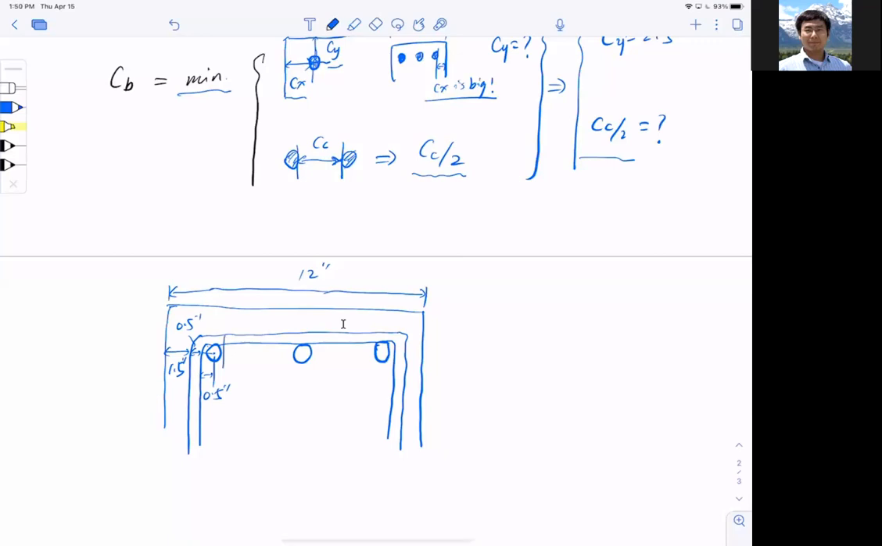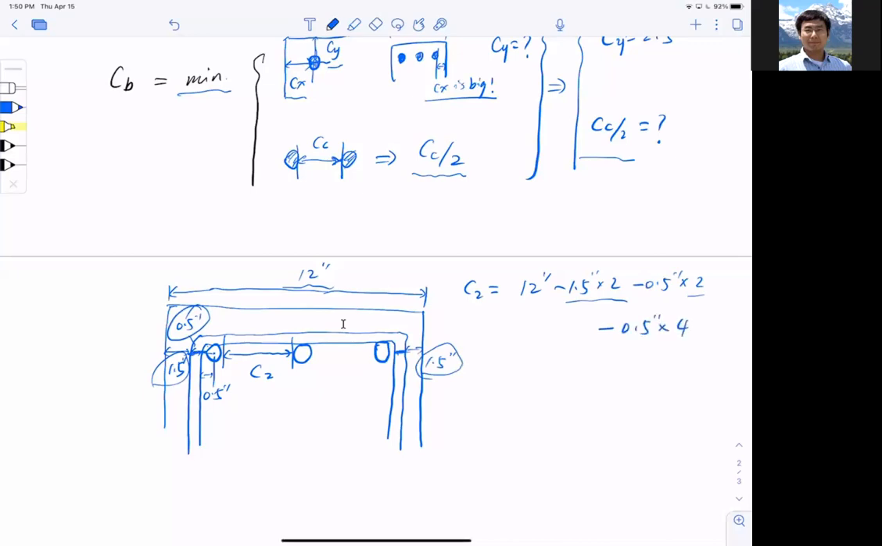Now the clear spacing between the bars, C2, is equal to 12 inch, which is B, the whole width of it, minus 1.5 inch multiplied by 2. Why multiply by 2? I have a 1.5 here, I also have a 1.5 here. Then minus 0.5 inch multiplied by 2, again because I have stirrups here and stirrups here. And minus 0.5 inch multiplied by 4.